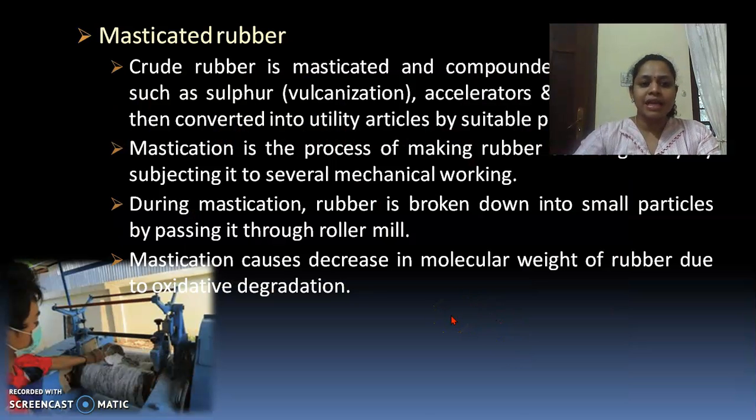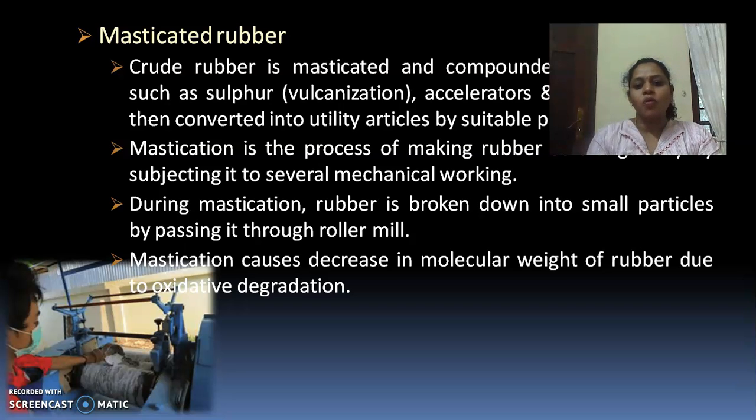Next one is masticated rubber. So masticated rubber is where, in order to improve the properties of the rubber, we add certain chemicals like sulfur, for example, for vulcanization, certain accelerators, antioxidants, for making the processing of the rubber easier. So that process is known as mastication.